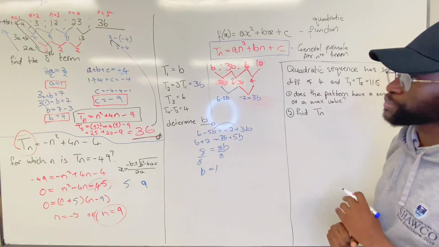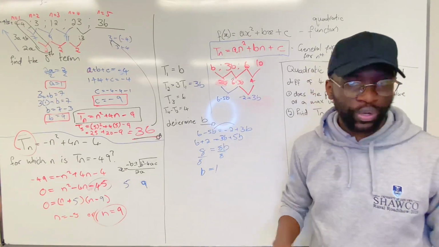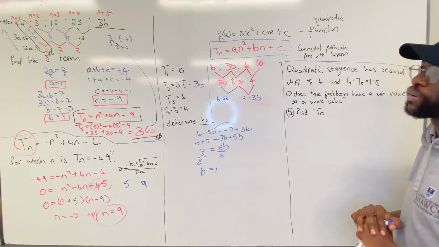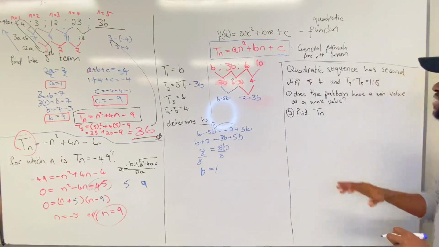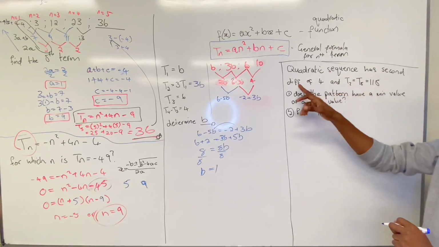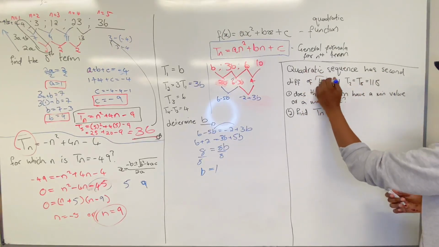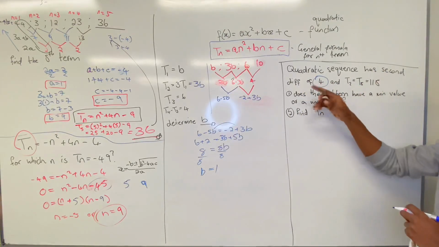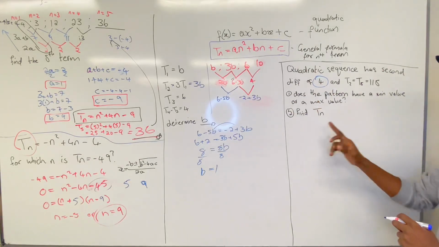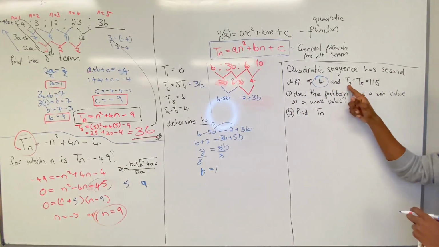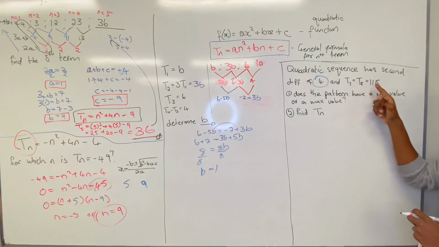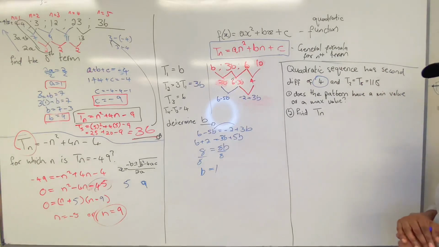Now, let's do the last problem so that we close off this topic on a high note. It says that the quadratic sequence has a second difference of 4. Our second common difference will be equal to 4, and T2 and T8 are both equal to 118.